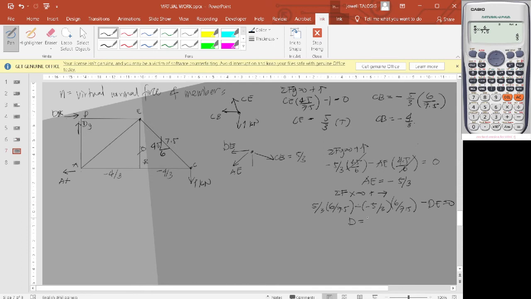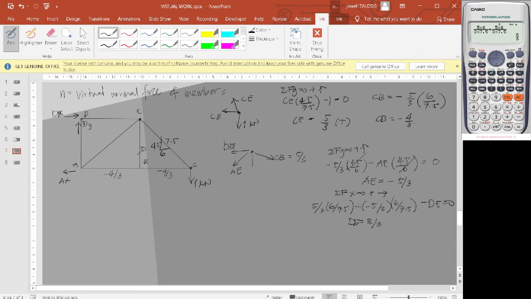So DE will be equal to, add lang natin tong dalawang to, no? So add lang natin yan. So 5 times 6 over 3 times 7.5. So, plus natin siya, kasi magiging positive yun. Tama. Okay. So, 5 times 6 also over 3 times 7.5. So, 8 times 2, no? So, 8 over 3. So, 8 over 3 will be DE. Okay? So, the answer positive, so meaning this is tension.